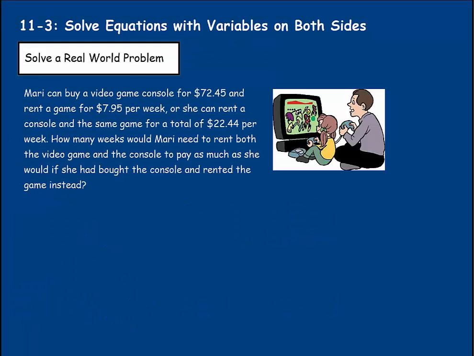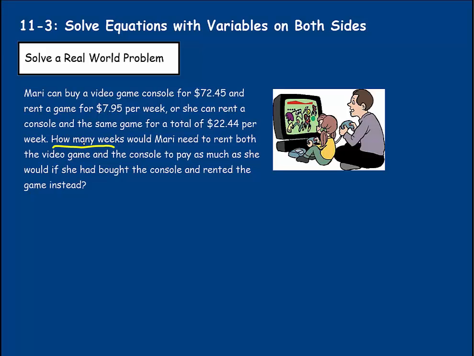Let's solve a real-world problem. It says Mari can buy a video game console for $72.45 and then rent a game for $7.95 per week. Or she can rent a console and the same game for a total of $22.44 per week. How many weeks would Mari need to rent both the video game and the console to pay as much as she would if she had bought the console and rented the video game instead?